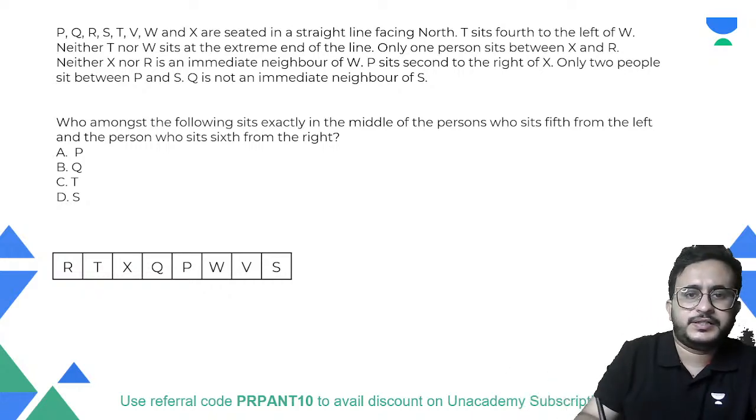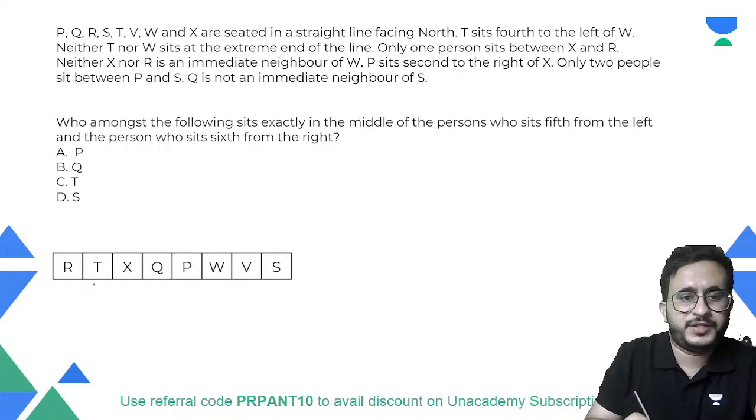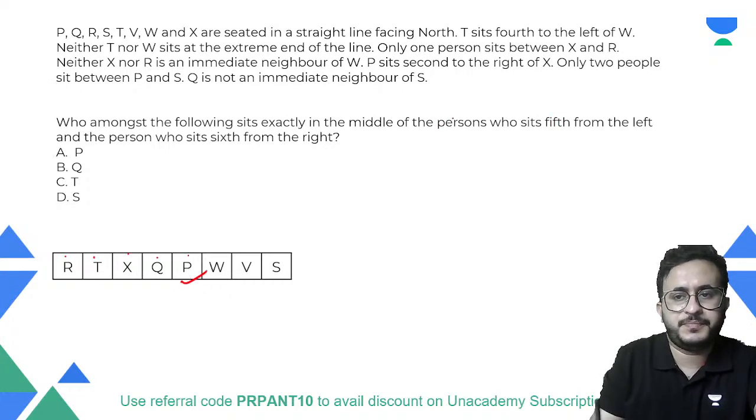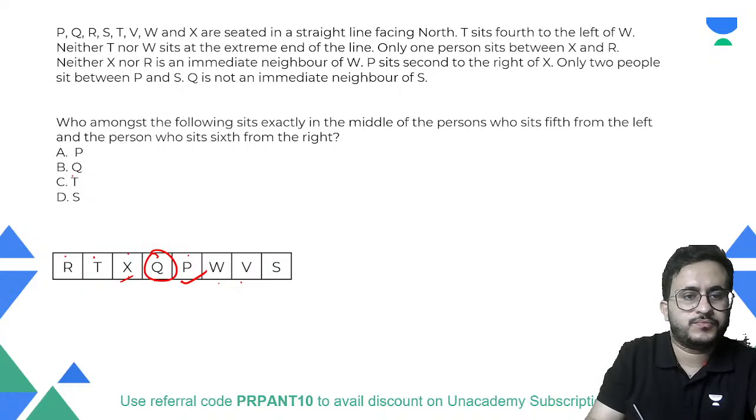So it says that the person who is fifth from the left. So one, two, three, four, fifth. So we have to find the person between P and sixth from the right. One, two, three, four, five, six. So between P and X, that is Q.